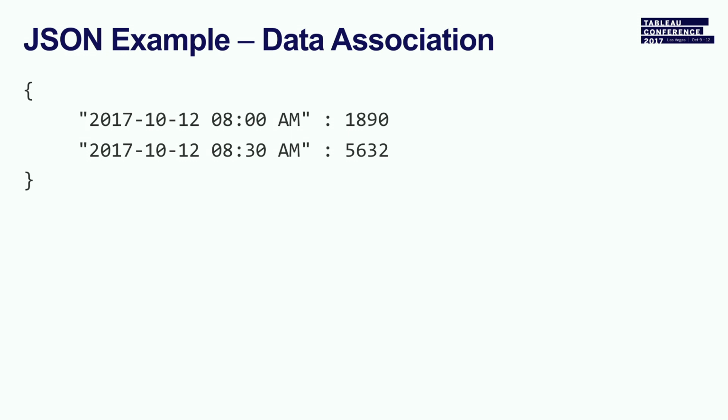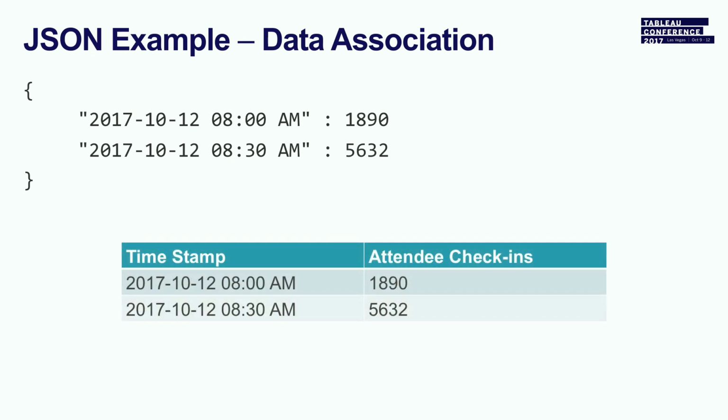This is a common practice in most JSON schemas, but we recommend that you don't use it because it's not easily maintainable or understandable. Now again, the intent is the same. It's basically trying to convey the number of attendees who checked in at 8 and 8:30 a.m. respectively.